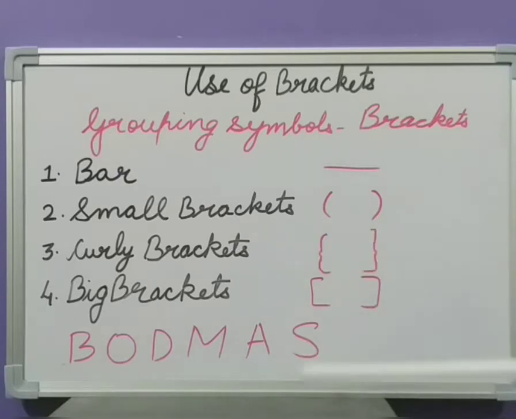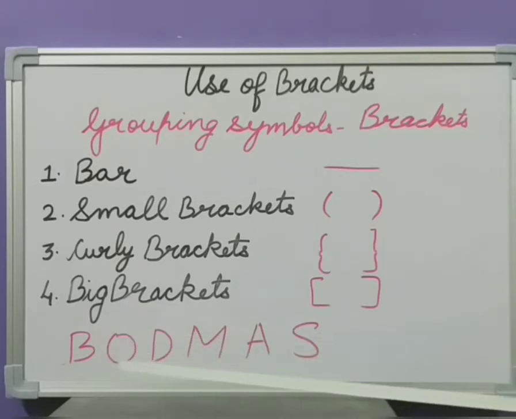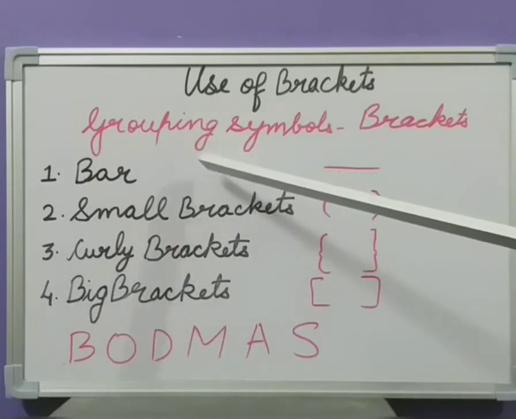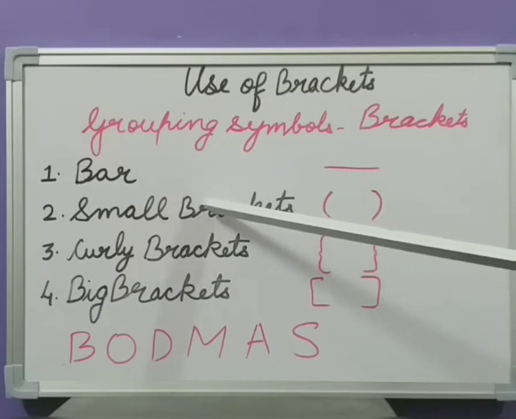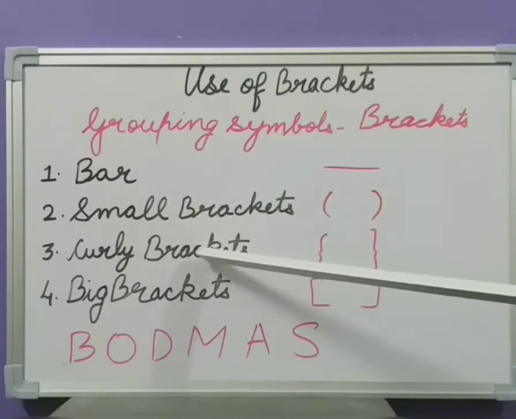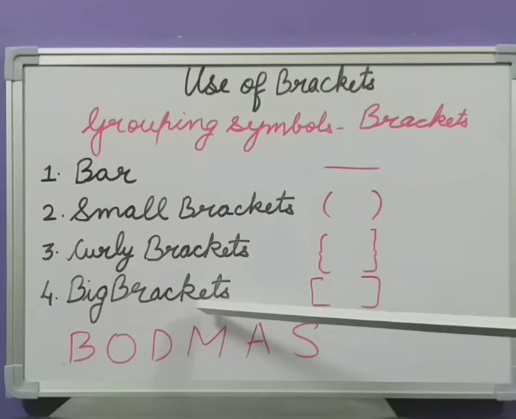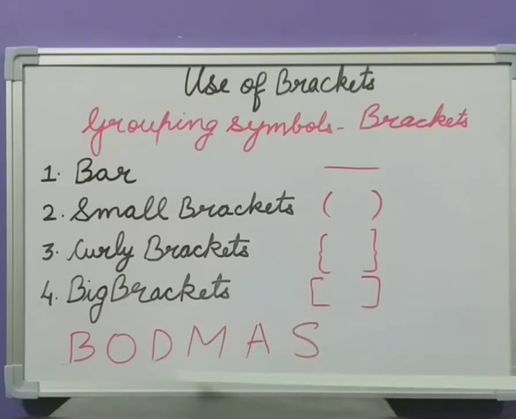So this says bracket of division, multiplication, addition and subtraction. Earlier we were doing division, then multiplication, then addition and then subtraction. What if the brackets are there? How can we solve that? First we are going to solve the brackets in this sequence: first the bars, then the small brackets, then the curly brackets, then the big brackets. After that we can go further.